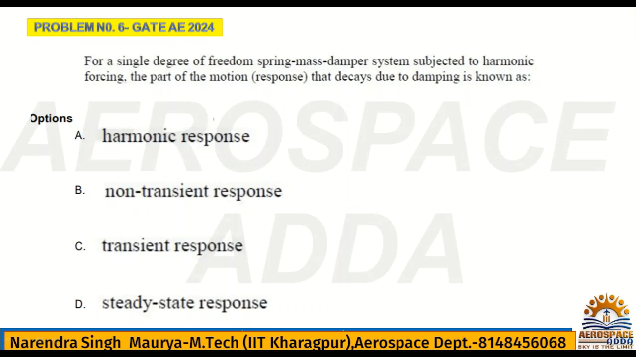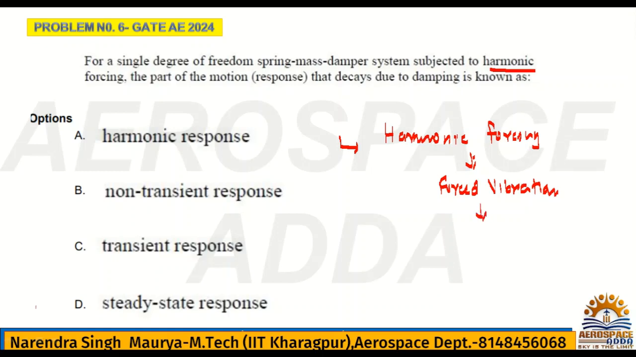For a single degree of freedom spring mass damper system subjected to harmonic forcing, the part of the motion response that decays due to damping is known as what? Okay, so basically this is the harmonic forcing. Once there is harmonic forcing, it means it's a forced vibration. So in forced vibration, it would be the steady state response. What is that?